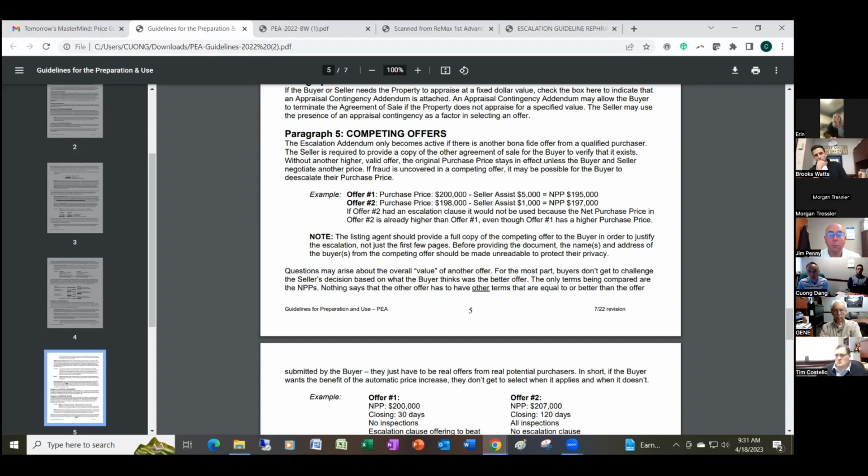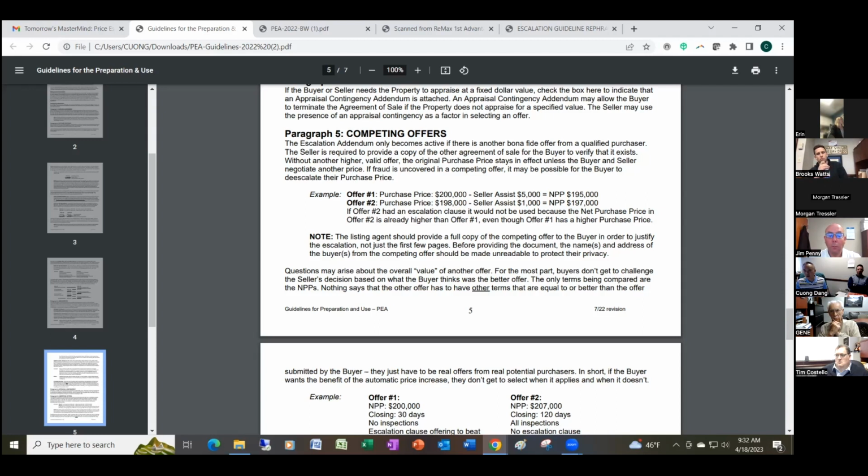Note, the listing agent should provide a full copy of the competing offer to the buyer in order to justify the escalation, not just the first few pages. So if you ever get another agent that doesn't want to send you the whole contract, send them this guideline and highlight that. Okay, right there it says it in the guideline. The listing agent should provide a full copy of the competing offer to the buyer in order to justify the escalation, not just the first few pages.